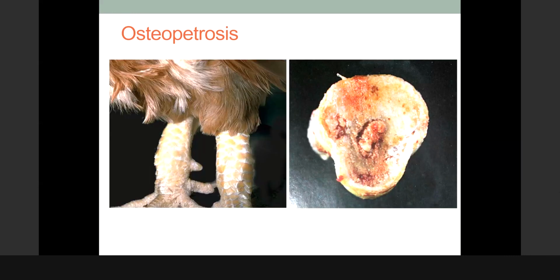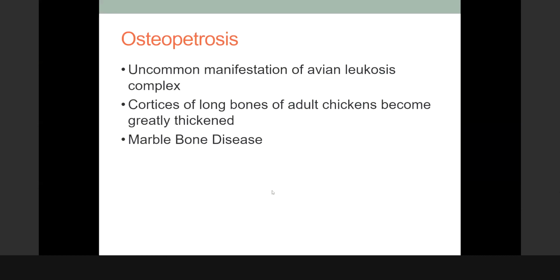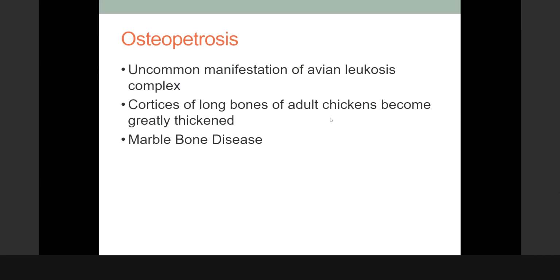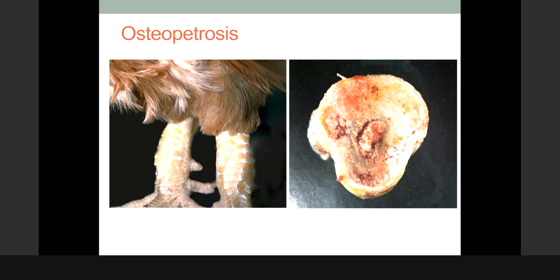What happens is you'll see the shank, the leg area, become thickened. You can see the long bones here become thickened. We call it bootleg shank. The shank becomes like a boot, it looks like a boot, thickened. It's due to avian leukosis complex. If the disease has been infecting the chicken for too long, this is what happens.